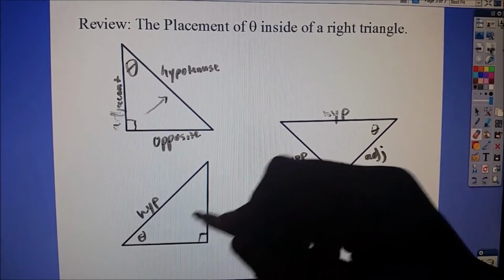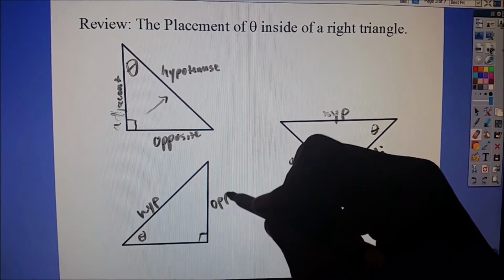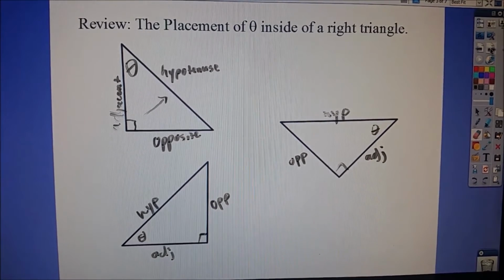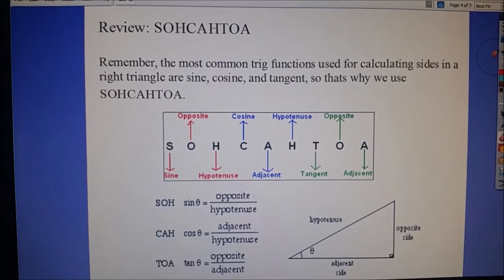Likewise, theta, opposite, adjacent. So you guys really got to pay attention to where you see that theta at, okay? That's going to be important in some of the problems that we go over. All right, next slide.